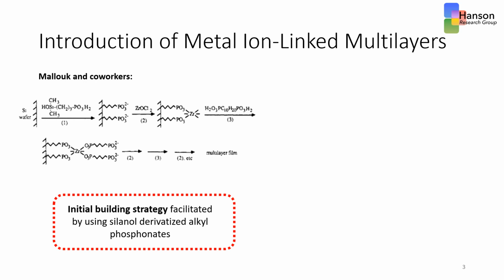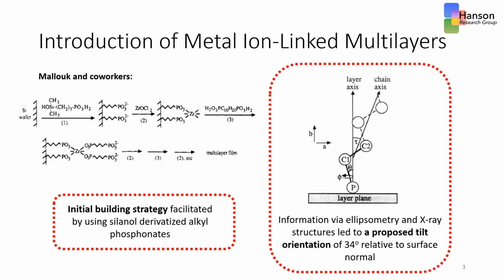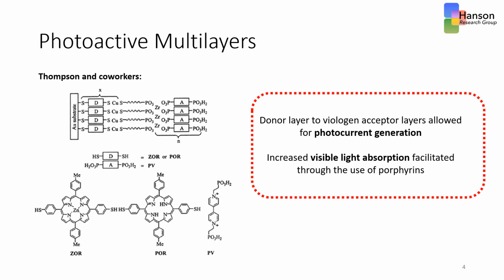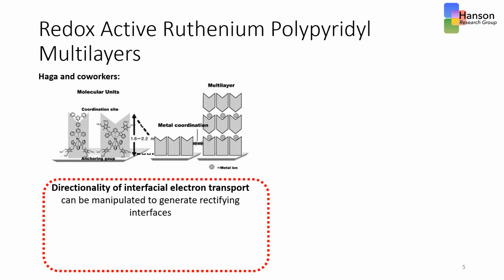Introduced by Maluk and coworkers, the initial multilayers were built using silanol derivatized alkyl phosphonates. Information via ellipsometry and X-ray structures lead to a proposed tilt orientation of 34 degrees relative to surface normal. Thompson and coworkers then demonstrated the usefulness of this architecture by generating photoactive multilayers that demonstrated increased photocurrent generation upon the incorporation of visible light-absorbing porphyrins.